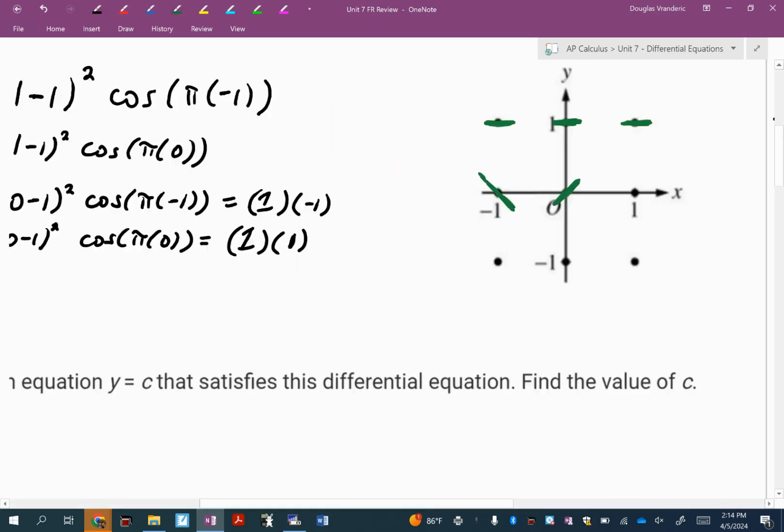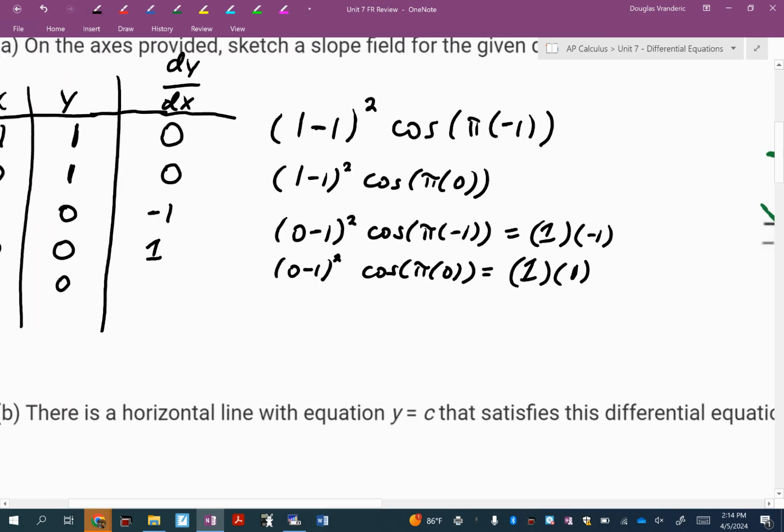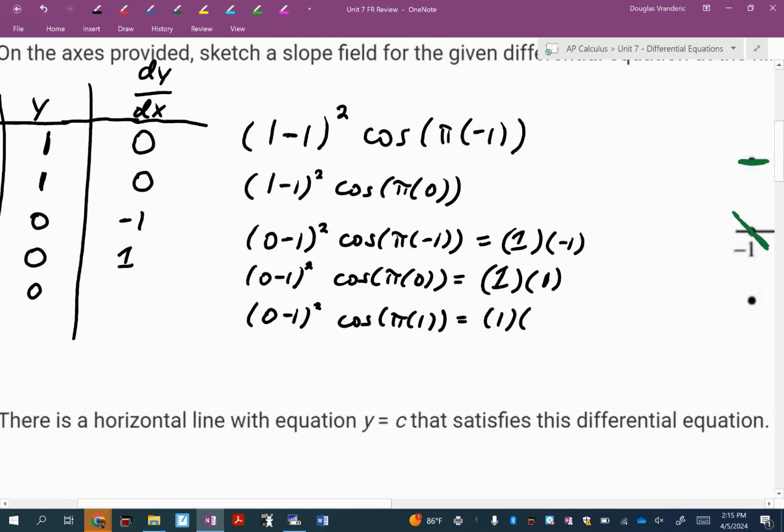Okay, let's go to the last one on that row, 1, 0. It is a lot of work, but man, it's going to be nice when you get them all right. Same thing with the y, right? 0 minus 1 squared is positive. And now I have the cosine of pi.